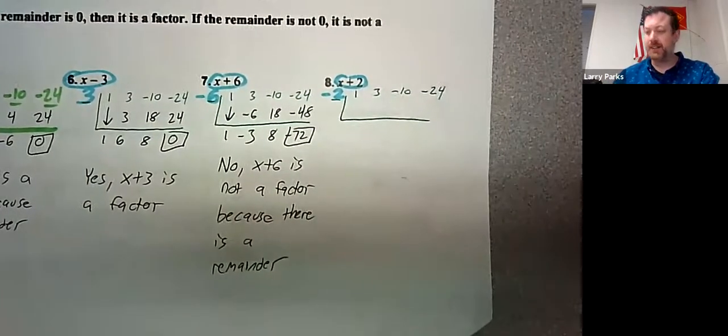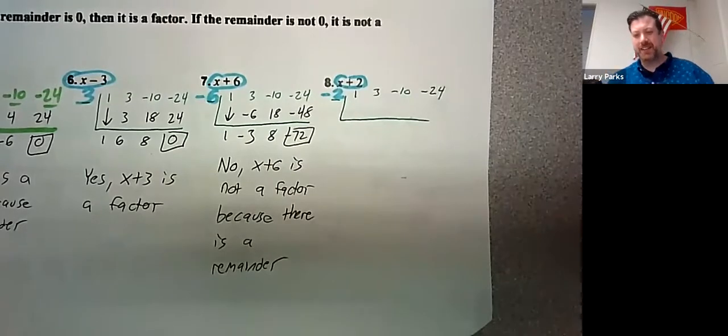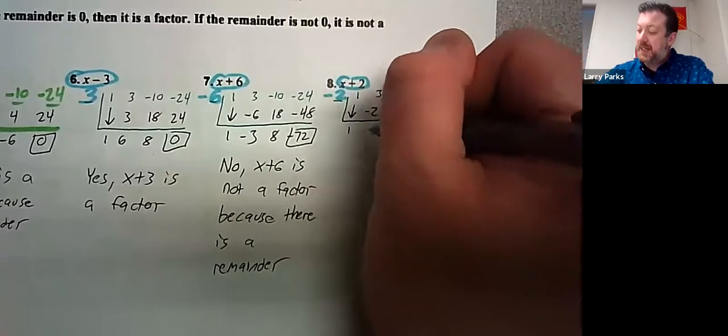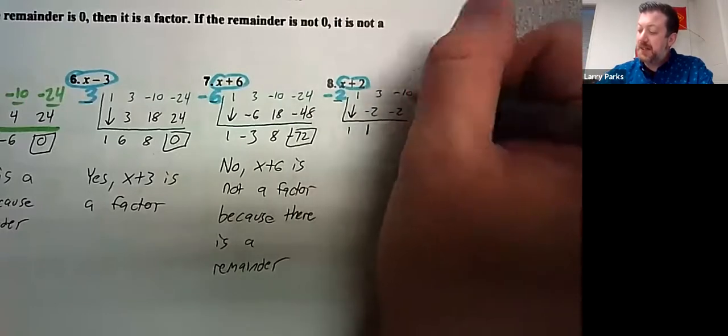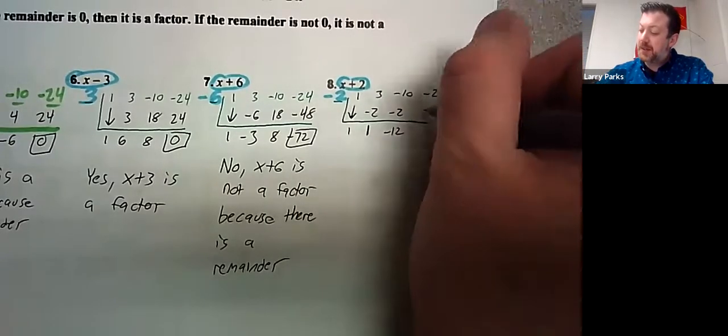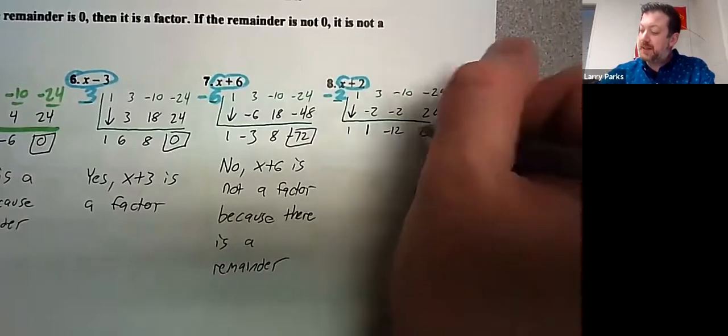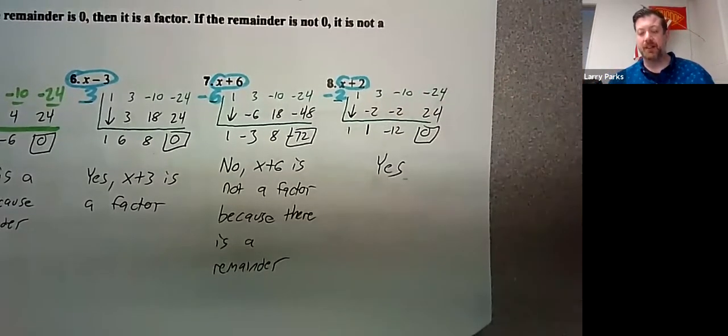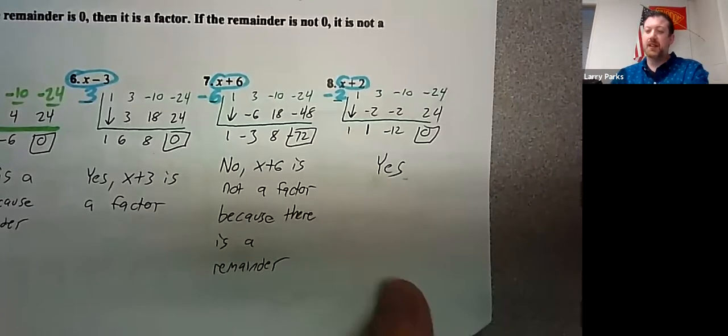And then finally, I feel like 4 examples was too many. Hopefully at the end you're able to know how to find if something's a factor. So we'll do this one real fast. Bring down the 1, multiply, add, multiply, add, multiply. I get 0, so I would say yes. Okay, so that's how you know if something's a factor or not.